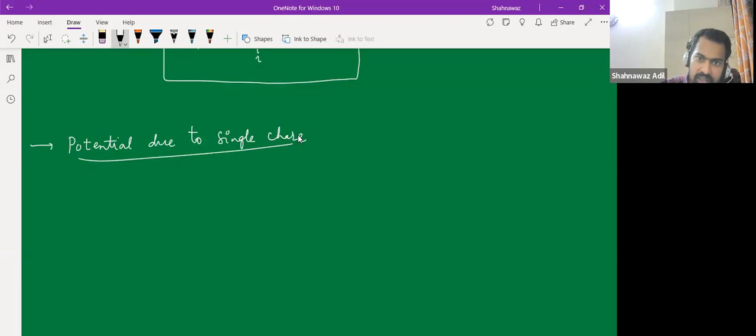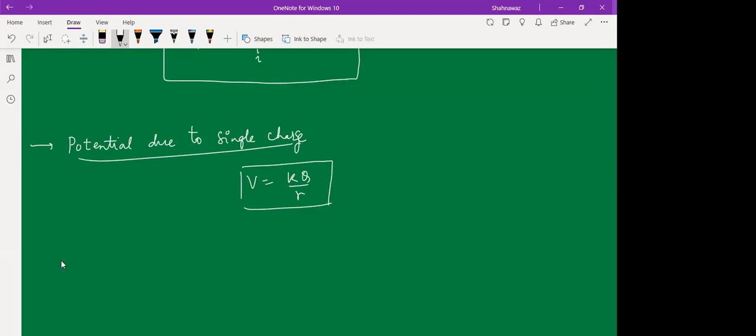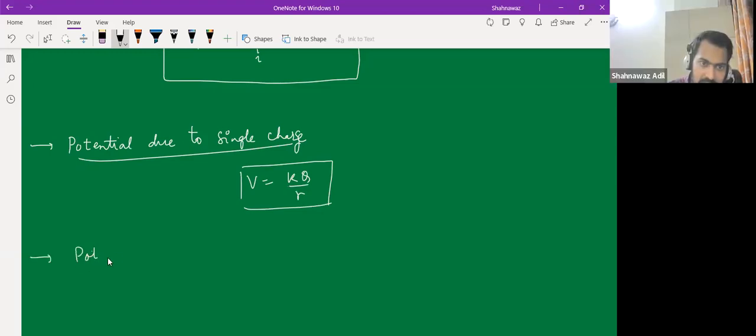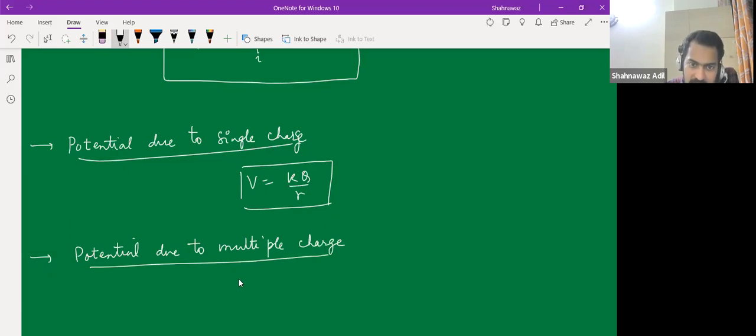And for single charge, we learned that potential is simply kQ by r, right? Yes. Then we learned the potential due to multiple charges. Right, for the case of multiple charges, what did we learn? We learned that the overall or total potential is the algebraic sum of the potentials due to individual charges.